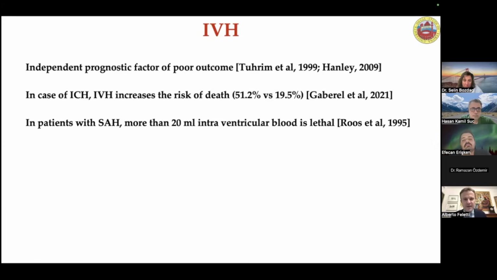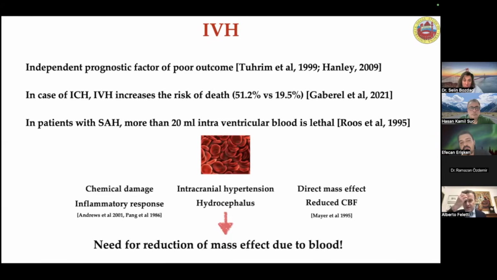When there is a subarachnoid hemorrhage and more than 20 milliliters of blood in the ventricles, this can be lethal for our patients. And this is due to many reasons. Of course, the intracranial hypertension plays a major role as well as hydrocephalus. But there is also a chemical damage triggering an inflammatory response. This has been proved by previous publications.